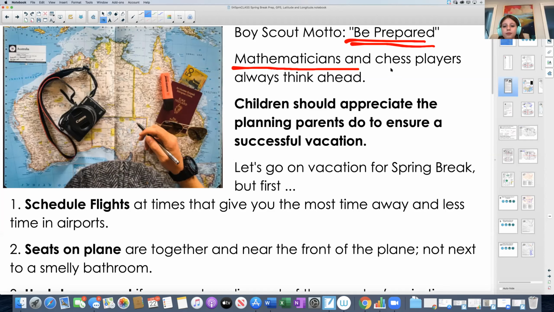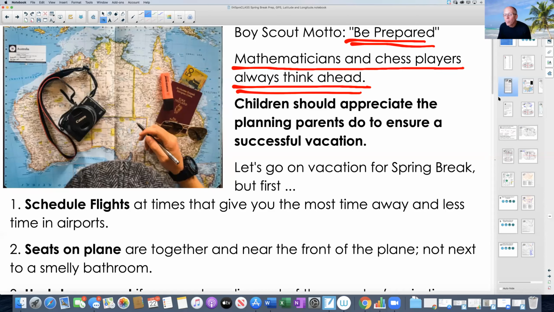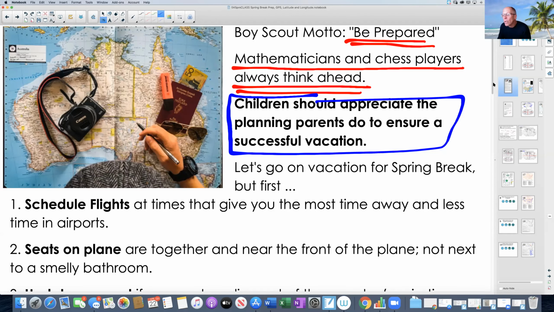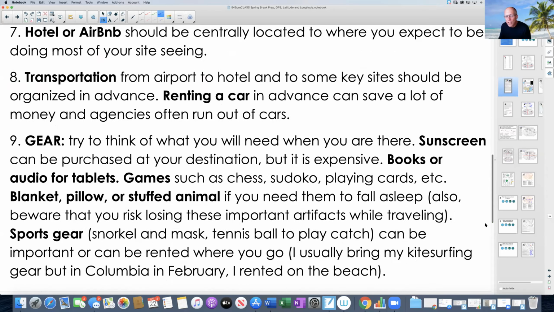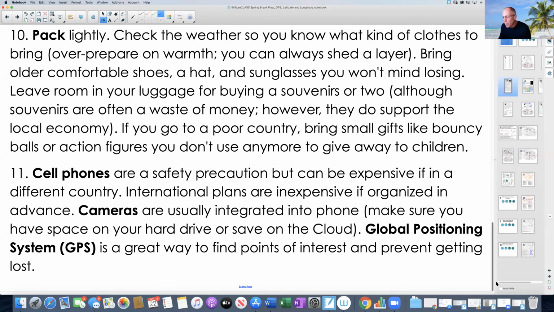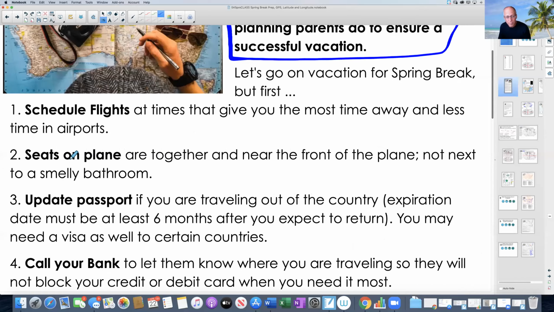Now, mathematicians, just like chess players, always think ahead. I want you to appreciate what your parents have to do when you go on a vacation. And I wrote out an entire page of what you guys should be thinking about in order to pack for your trip.